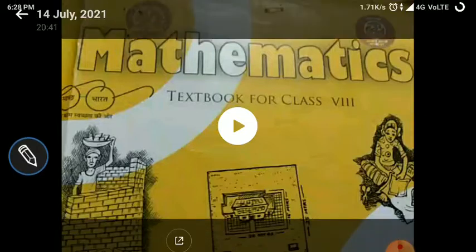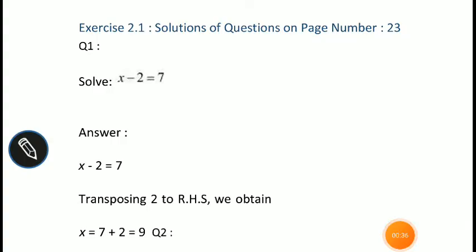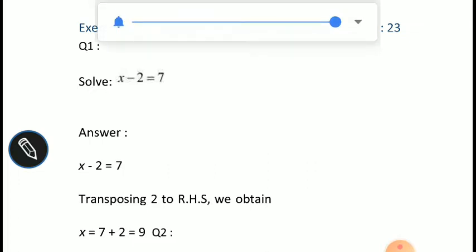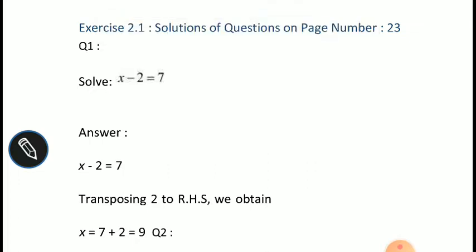Okay, so students, come to page number 23 in your textbook. Okay, see exercise number 2.1. Question number 1 is what? Solve x minus 2 is equal to 7.